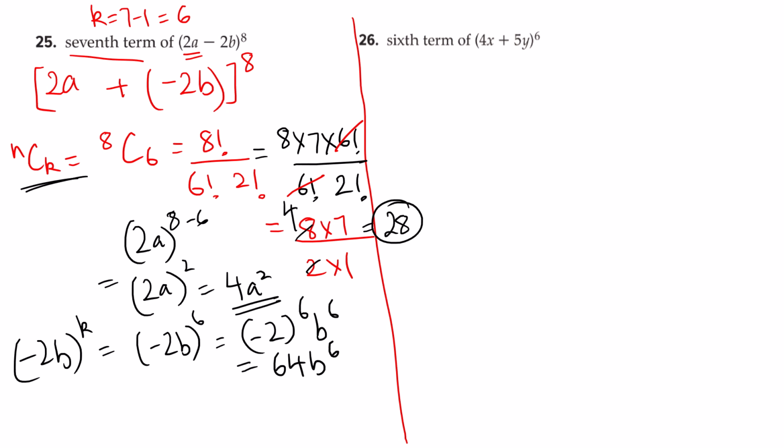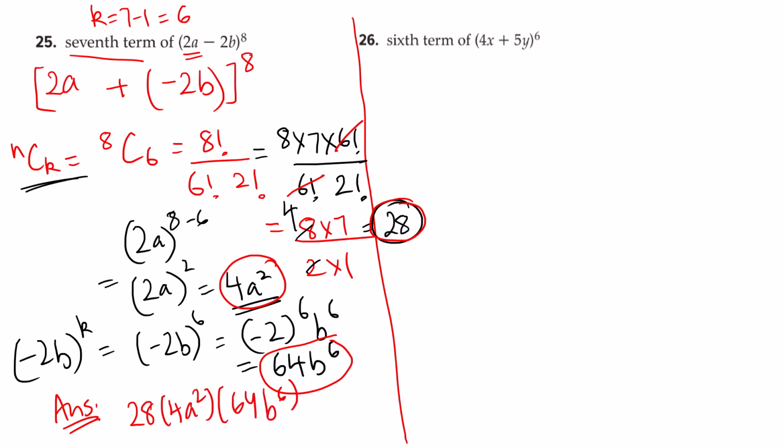Now multiply everything together. So we multiply 4a square, we multiply 64b^6 and 28. So the final answer, which is nCk a to the power n minus k b to the power k. So 28 multiplied with 4a square multiplied with 64b^6. It will be a big number. Make sure you don't make a calculation mistake. Multiply correctly and this will come out to be 7168. This is a big number. Then a square b^6. That's the final answer.